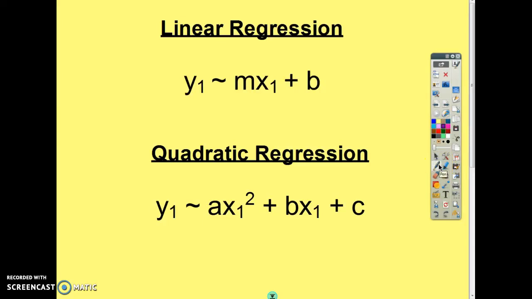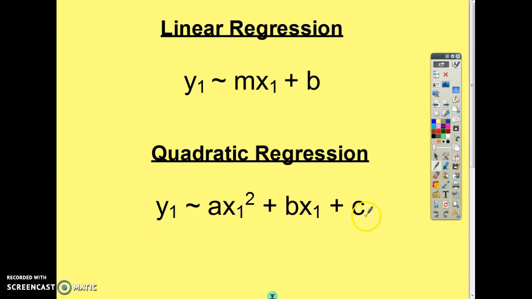Okay, does everybody remember linear regressions? Remember we put this in Desmos and it gives you the linear equation when you put in a table. Today, we're going to be doing quadratic regressions. So now we're going to be working with this equation.